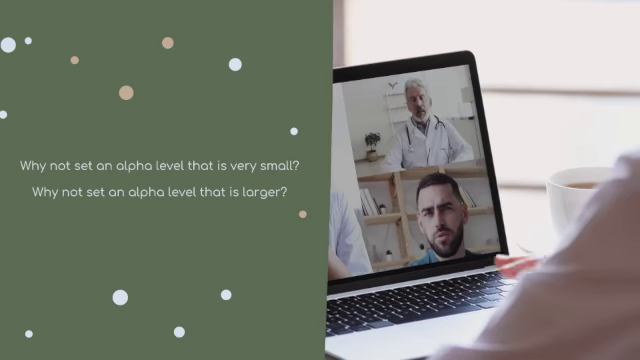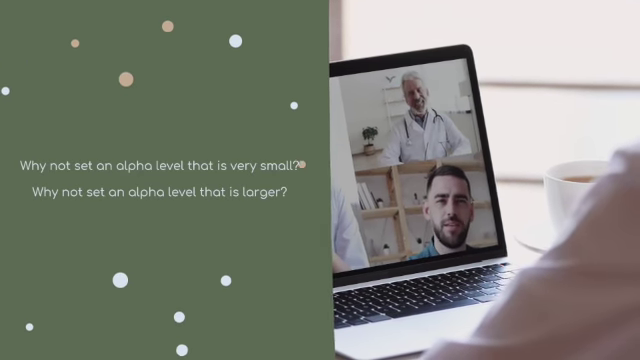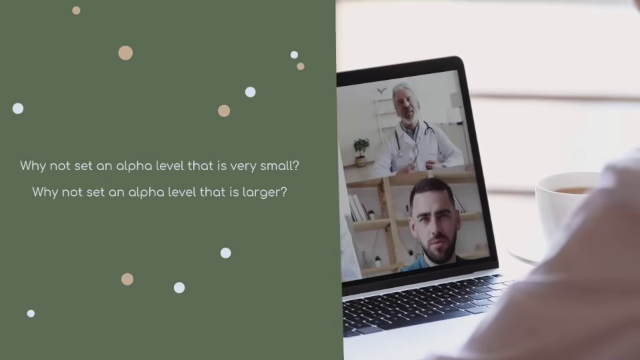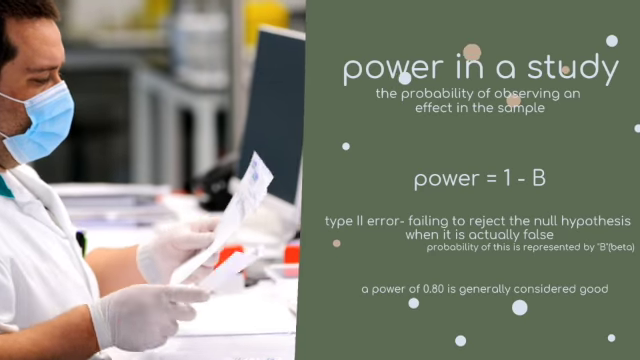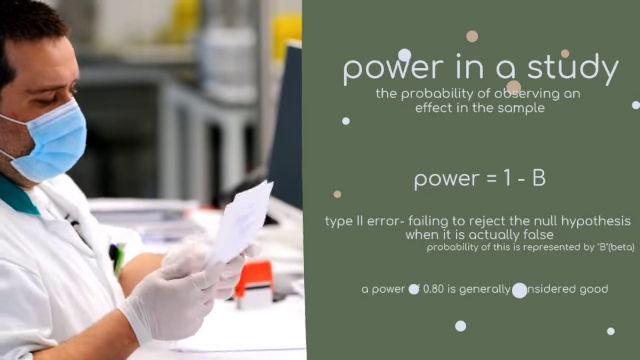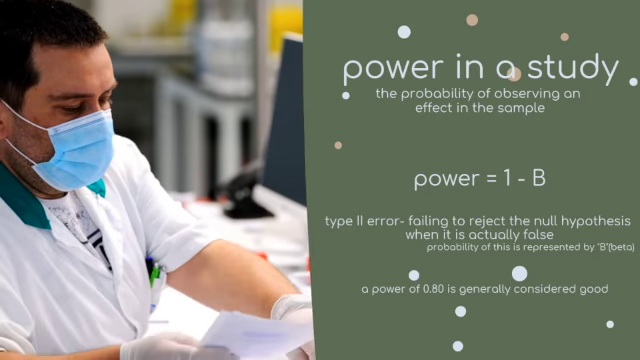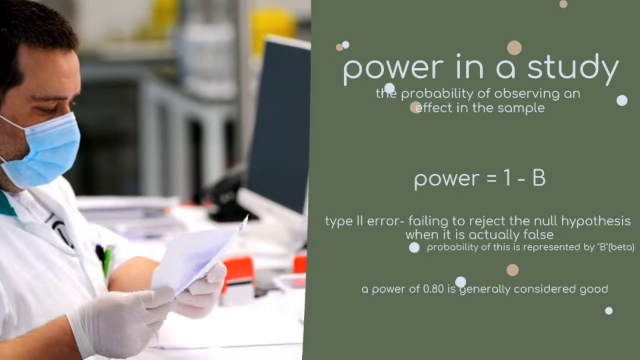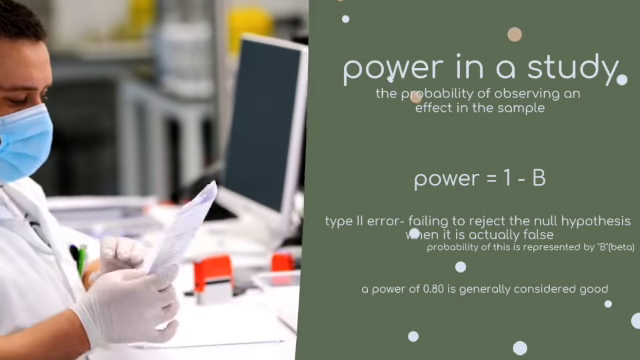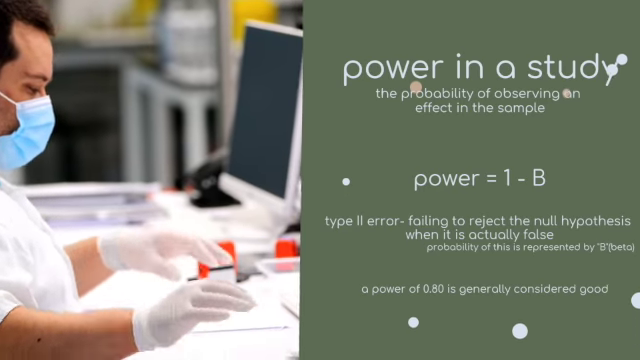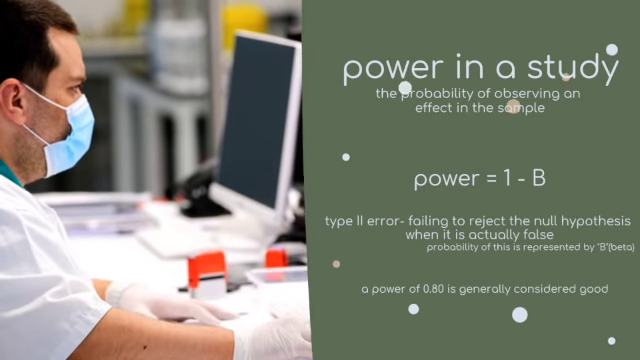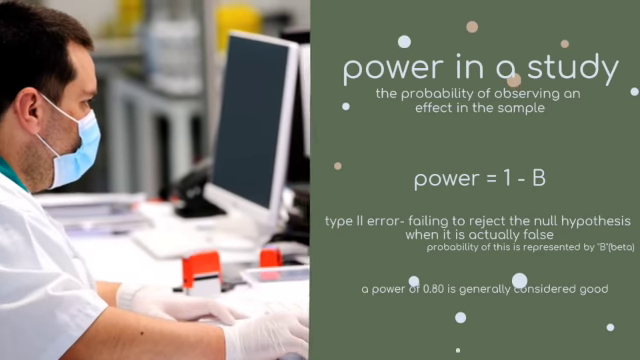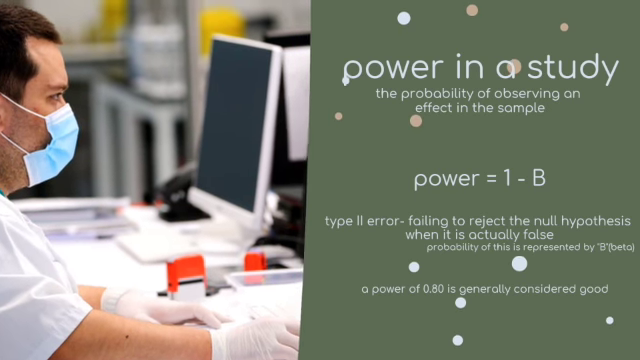So why don't researchers just set alpha levels really small to avoid type 1 errors, or set them much higher to avoid type 2 errors? It's because of the relationship between alpha, which is the probability of a type 1 error, and beta, which is the probability of a type 2 error. If beta is set at 0.10, then the investigator has decided that they are willing to accept a 10% chance of missing an association. With a beta at 0.10, this would give a power of 0.90 or 90%.